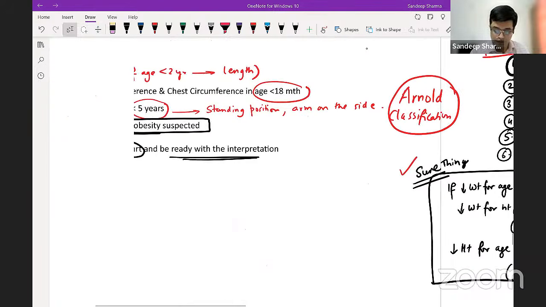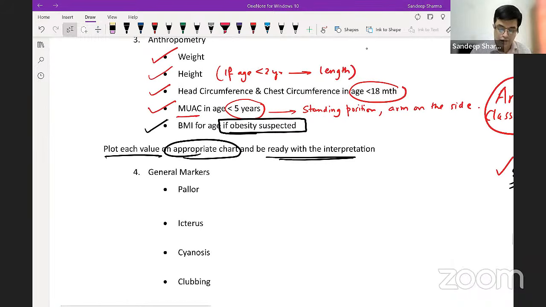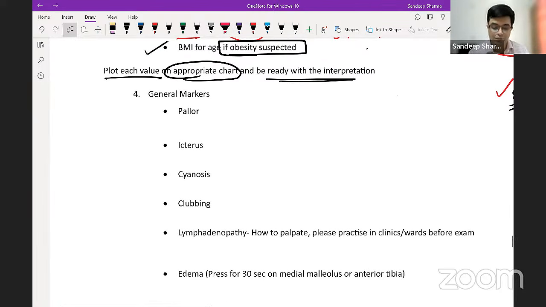Let's continue. So this is about our anthropometry. Then we come to the general markers in the patient. So the next thing that will be asked to you in the exam is, where will you check for these findings in the patient?